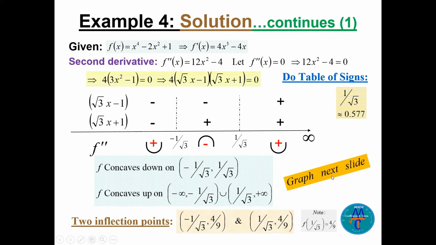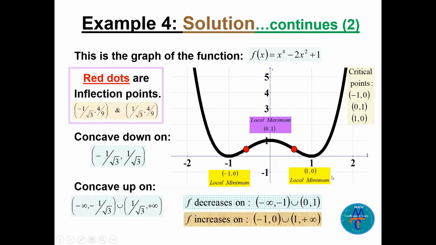Now the graph is on the next slide. Look at the graph. Wow. This is the graph of this function, x to the power 4 minus 2x squared plus 1. The critical points, remember we have found them: minus 1, 0, 1. These are the critical points here, the local max and local min.